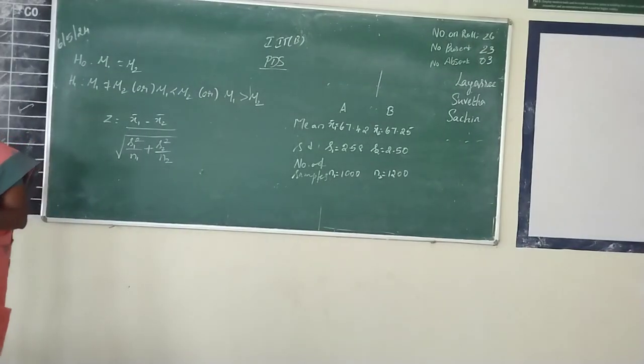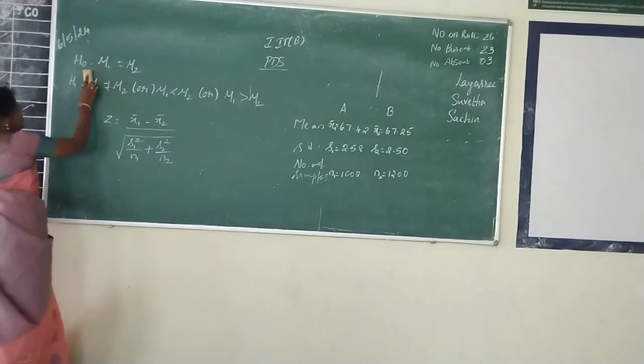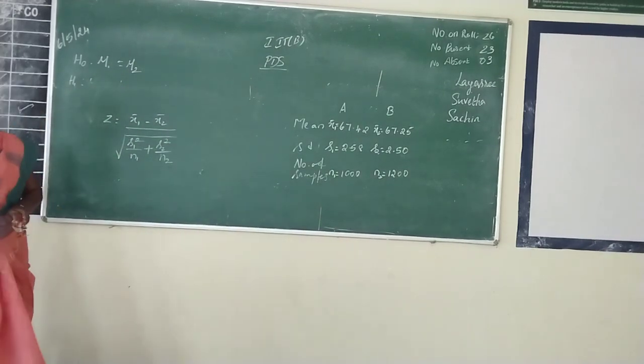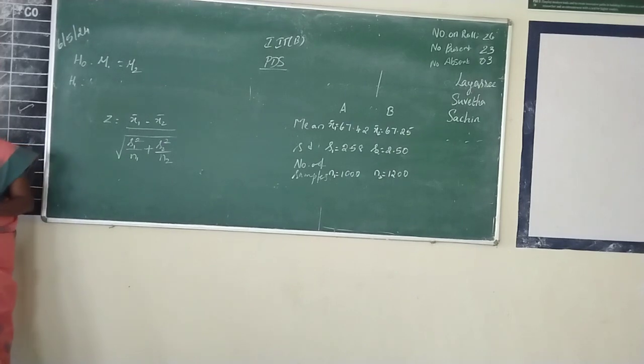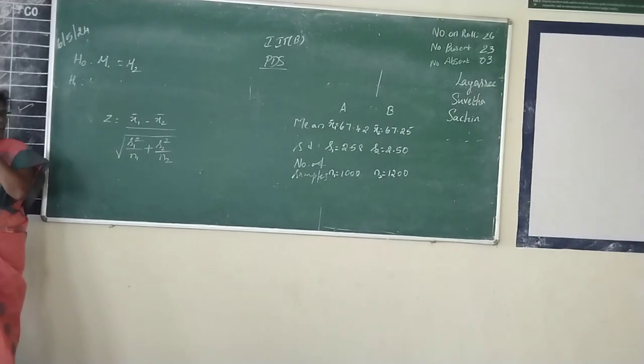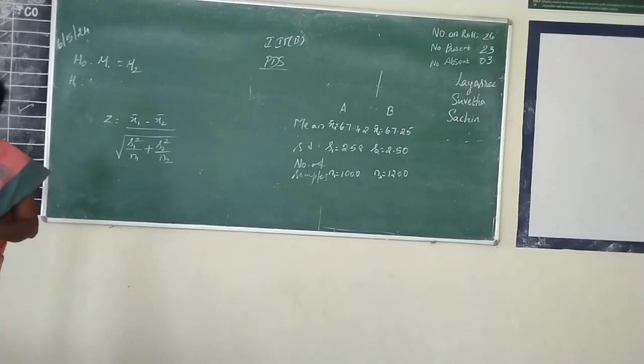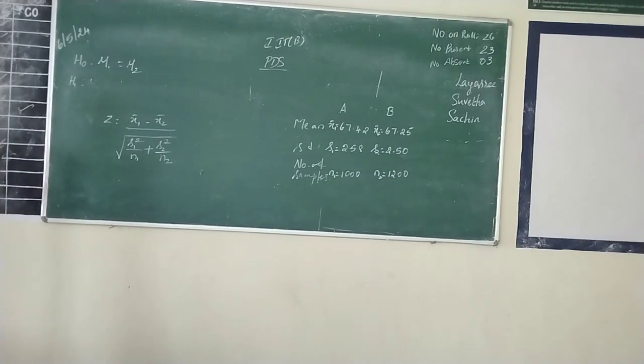Now tell me, what will be H naught? mu1 equal to mu2. No change in that one for any problem. What will be H1? mu1 not equal to mu2. Why not equal?